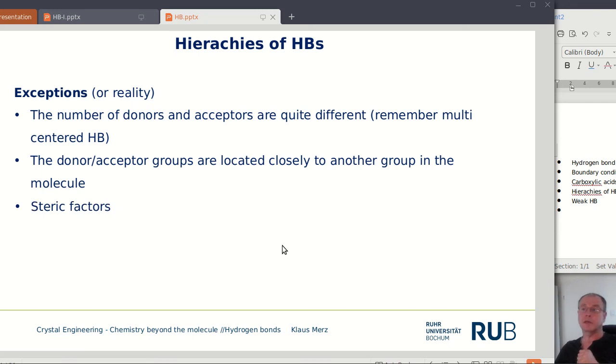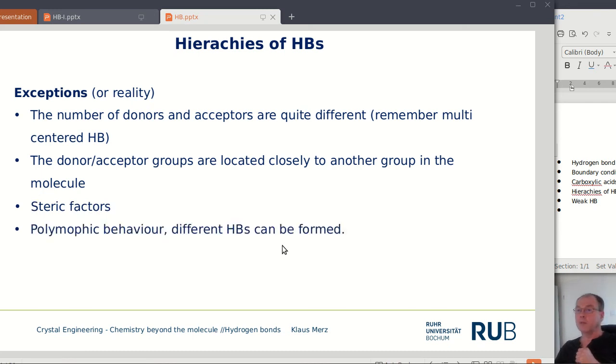Steric factors, as last week. Polymorphic behavior is also a reason. Polymorphism we will talk about a little bit later, several slides later, several videos later. We will see polymorphism is a very mysterious chapter, and sometimes only tiny tools are needed to switch from one polymorph to the other. And so this directly has an impact on the formation of hydrogen bonds. Okay.